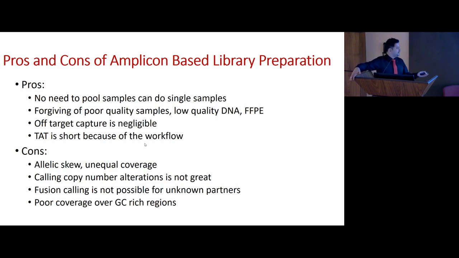Fusion calling is not possible for unknown partners. So only if you know the other sequence, you can add to it. If one partner is unknown, the forward primer will bind to what? It cannot work. Alright, so poor coverage over GC rich regions, this we all know.